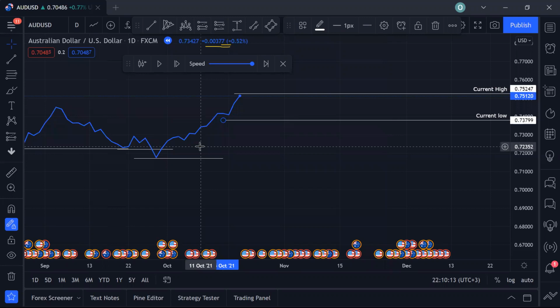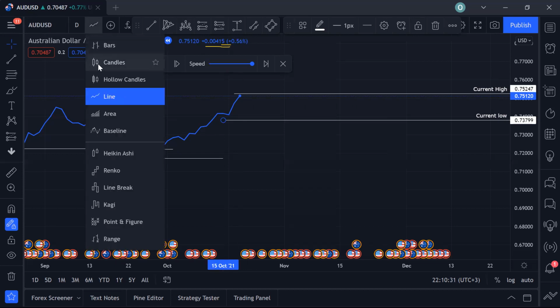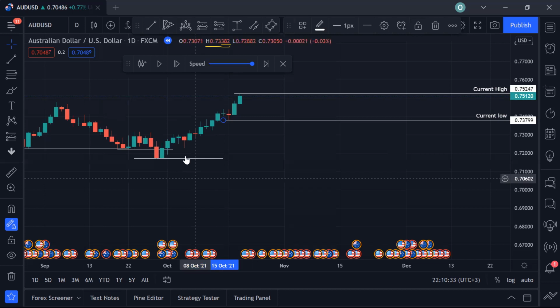Maybe you can use it for confirming something, but look at where I've just put my things there. You see, the wicks are not showing right here. The wicks are important for us. If I go back to the candles, you see? When you remove them and go to the lines, you lose all the wicks. Yet for us, the wicks are very important. Does that help?